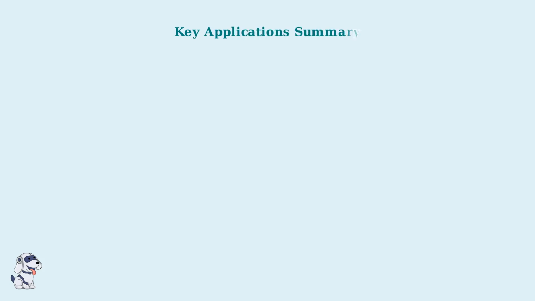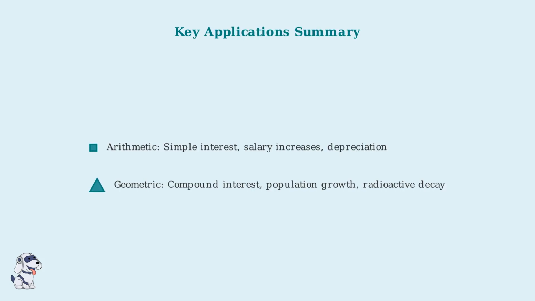To summarize, arithmetic sequences model constant changes like simple interest and regular salary increases, while geometric sequences capture exponential phenomena like compound interest and population growth. Understanding these patterns helps us analyze and predict real-world situations.